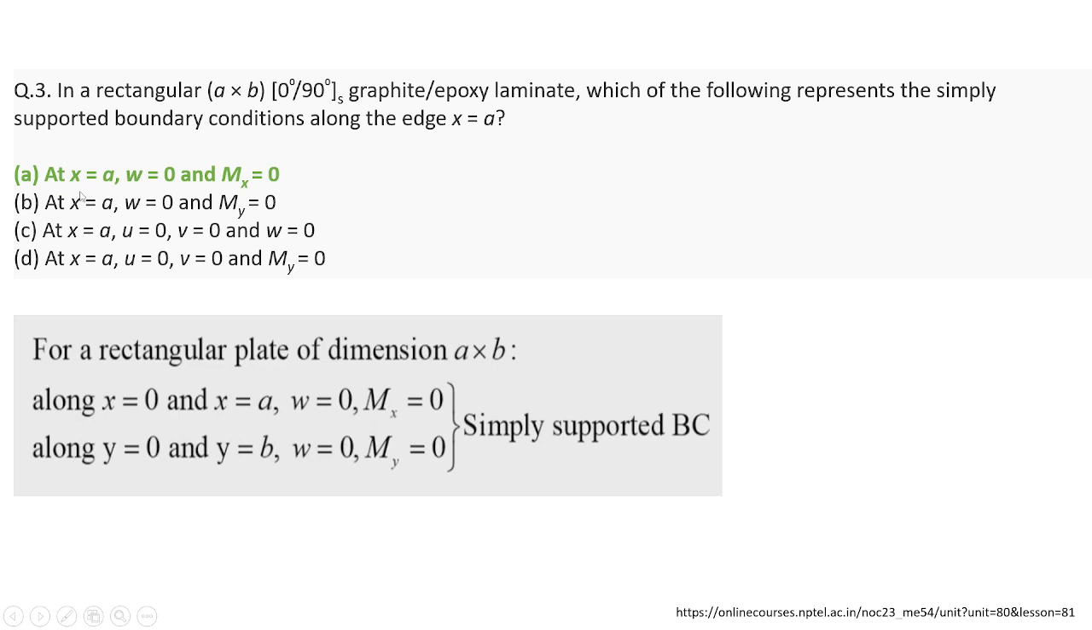So here the first option says that at x equal to a, W is equal to 0 and Mx equal to 0. So this one is the correct option.